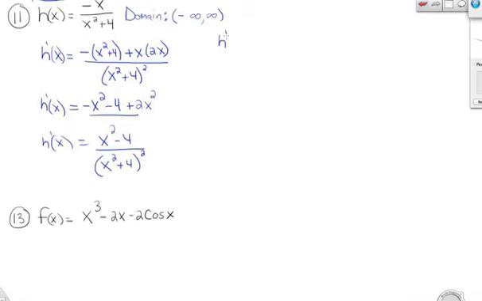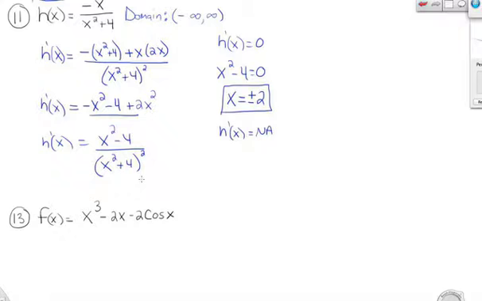So now we'll set the derivative equal to 0, and hopefully you can easily see that that's only going to happen when x squared minus 4 equals 0, or x equals positive and negative 2. We're also going to let our derivative be undefined, and that's only going to happen when the bottom is 0, and once again that analysis shows us that that's never going to happen. So we have two critical values to check, negative 2 and positive 2. So I'll plug in numbers to my derivative in those regions.